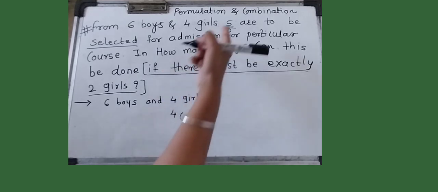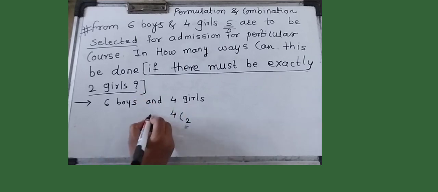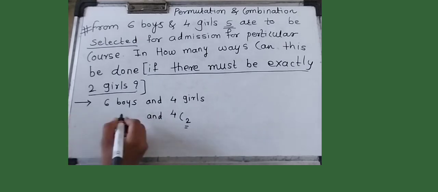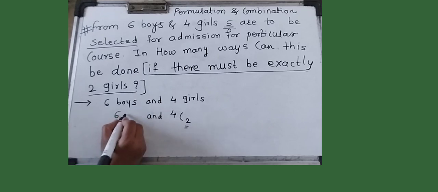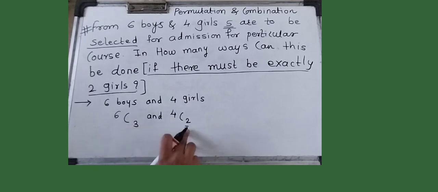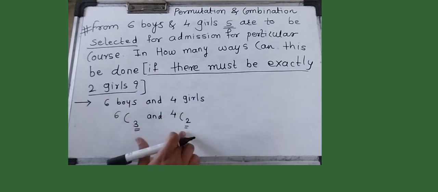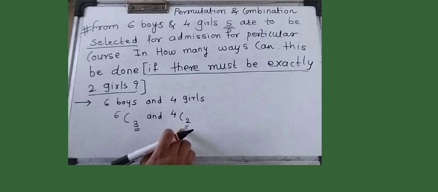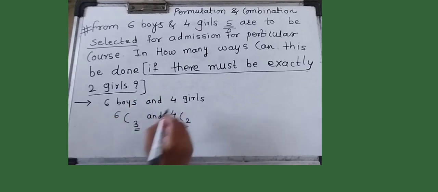We want 5. 2 are selected, remaining is 3. So, and, I write here, and remaining 3 from here, 6C3. 3 plus 2 is 5, so 5 are selected, and the condition is also satisfied: there must be exactly 2 girls. Yes, here we are selecting exactly 2 girls. So 3 plus 2 is 5. Condition is fulfilled here.